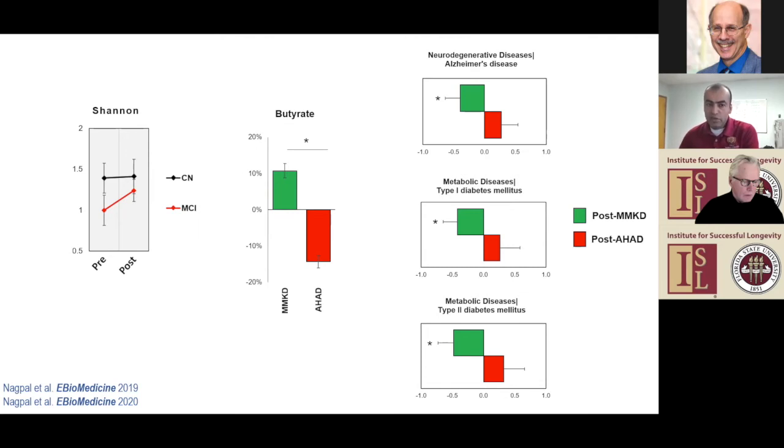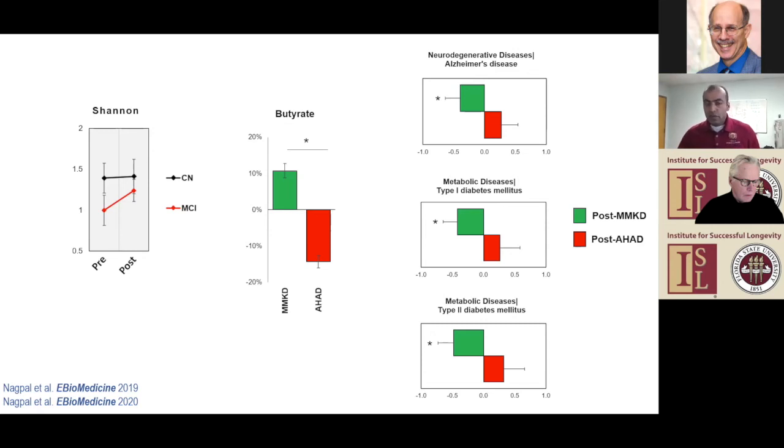So these two effects, increase in the microbiome diversity and butyrate level, are the same effect that we have seen also in the interventional studies using monkey models as well as mouse models. So again, replicating all our previous studies and showing that yes, diet can improve the microbiome diversity and increase the abundance of beneficial short chain fatty acid in the gut.